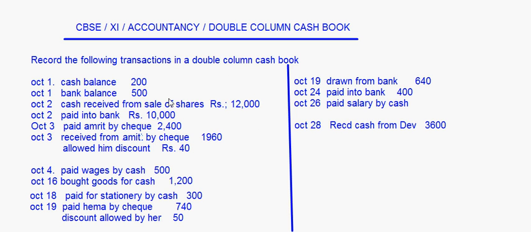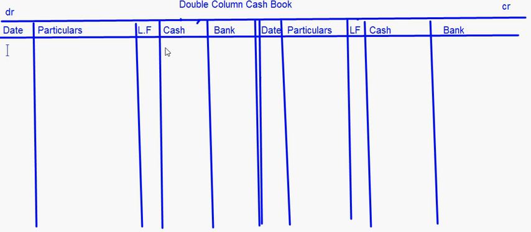These are the transactions which have to be entered into a double column cash book. So let's take one by one each transaction and do it here. The first one, cash balance and bank balance 200 and 500 rupees. The date is October 1st. So here I have the cash book. October 1st. First of all, you will have to write balance brought down, right? To balance brought down. Cash is 200 and bank is 500, right?